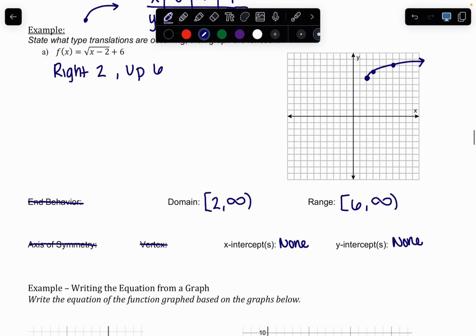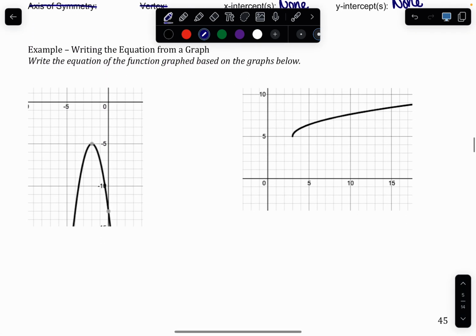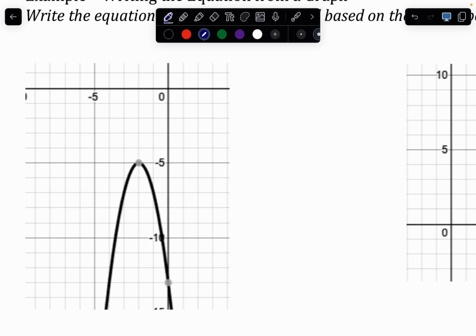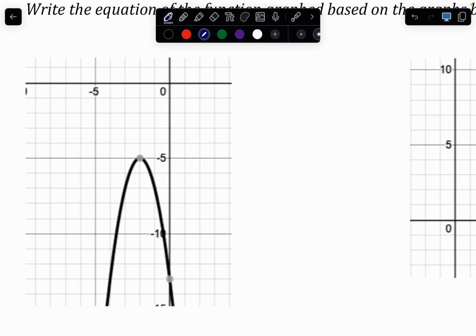All right, last 2 examples. Now I'm going to have you go backwards, okay? If I give you a graph, can you write me the function? So, based off this first graph, we know the shape is a parabola or a U, which means what's the function? X squared. Okay, so we know it's going to be something squared.